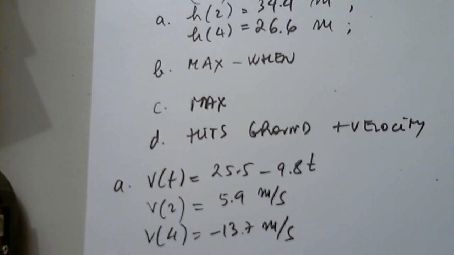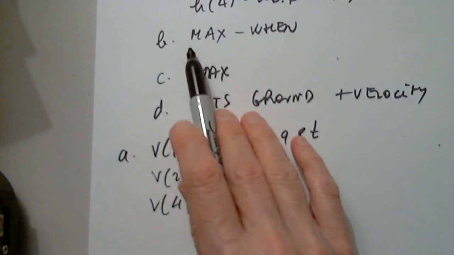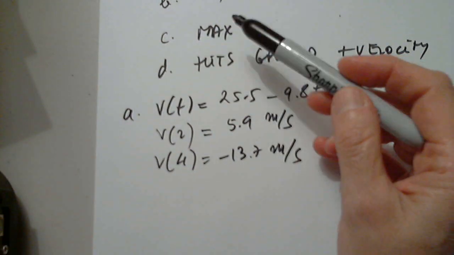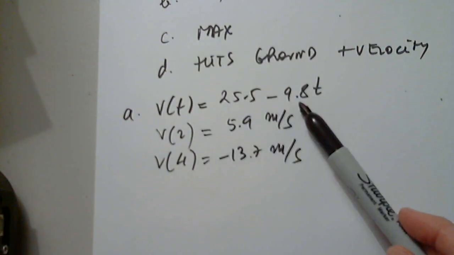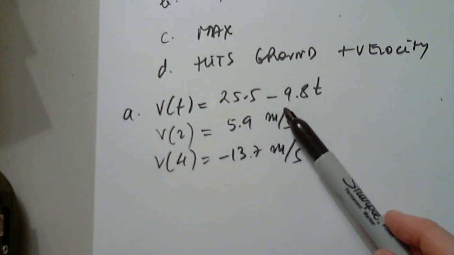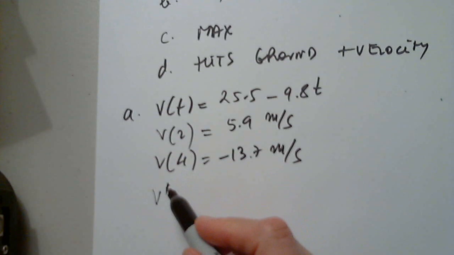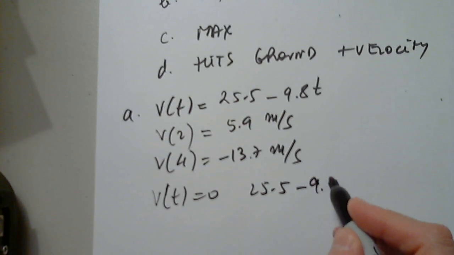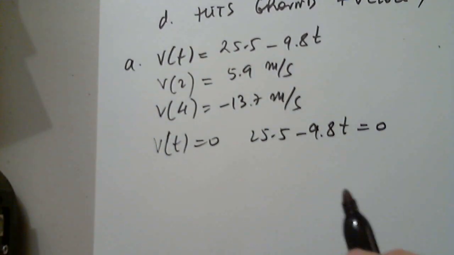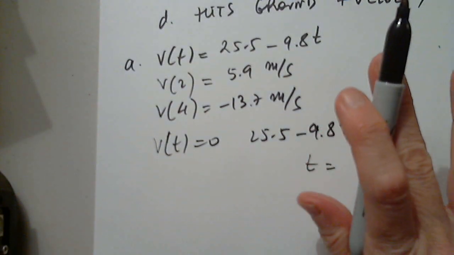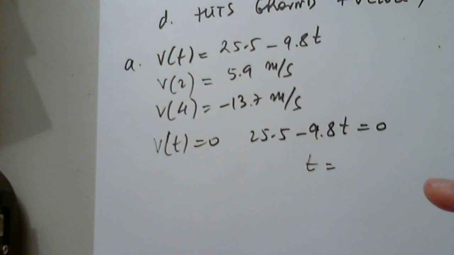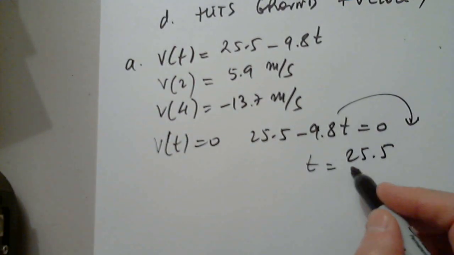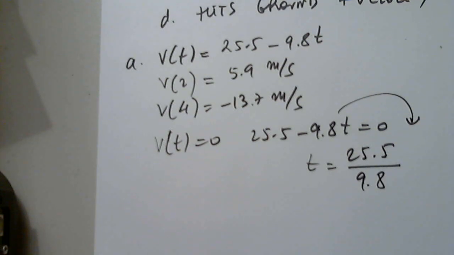Okay, good. So then they're asking us when is the maximum attained and what is the actual maximum? Well, in order to find the maximum, we find the velocity. We find the derivative. And we set the derivative equal to 0. So 25.5 minus 9.8t is 0. That's when the maximum will exist, but I have to study the sign. I have to prove this. So I move this term to the other side, and I get 25.5 divided by 9.8.